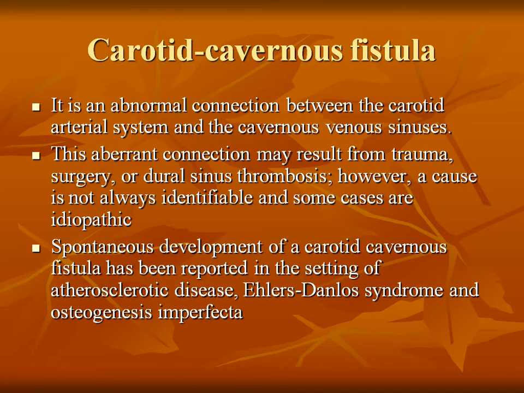Some vascular abnormalities of the orbit. First is the carotid-cavernous fistula. It is an abnormal connection between the carotid arterial system and the cavernous venous sinus, meaning between the internal carotid artery and the cavernous sinus, because the internal carotid artery has an intracavernous part. This abnormal connection may result from trauma, surgery, or dural sinus thrombosis. Sometimes it is idiopathic. Spontaneous development of carotid-cavernous fistula has been reported in the setting of atherosclerotic disease, Ehlers-Danlos syndrome, and osteogenesis imperfecta.